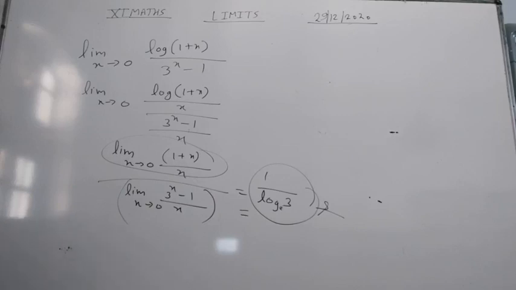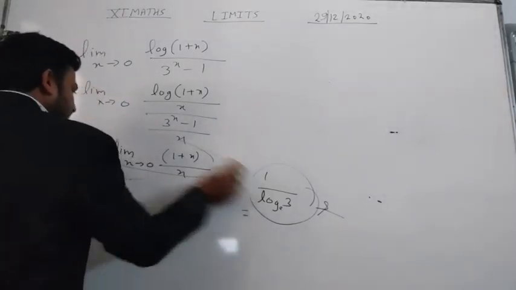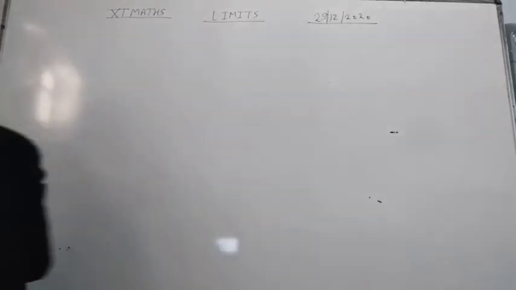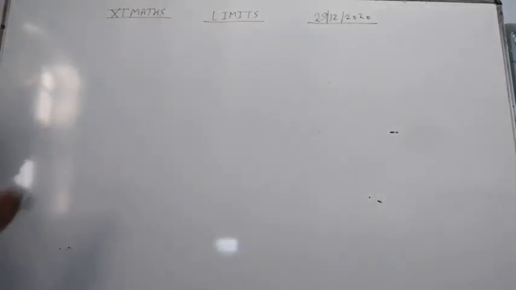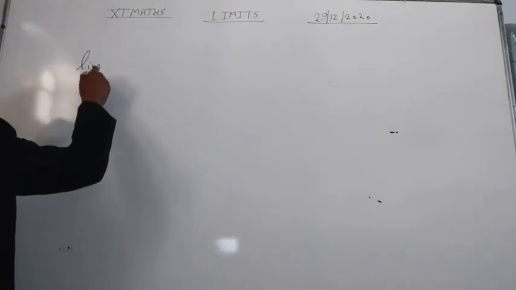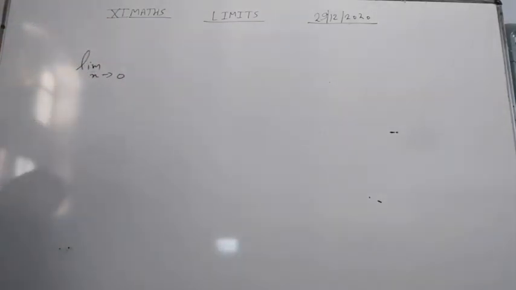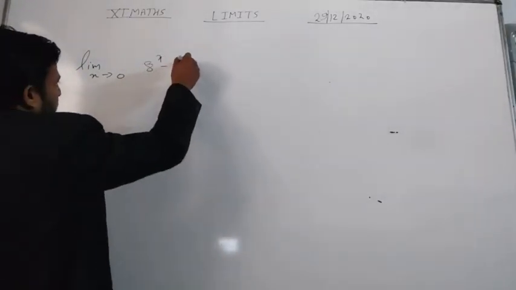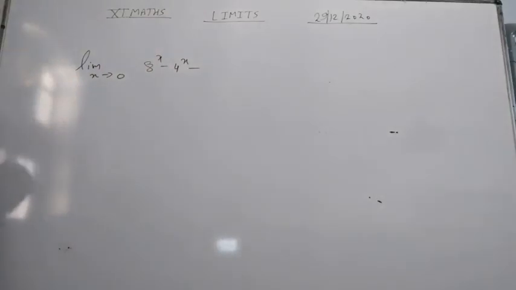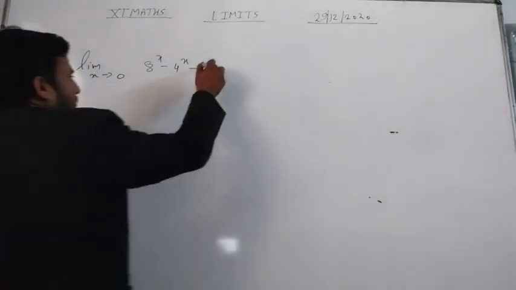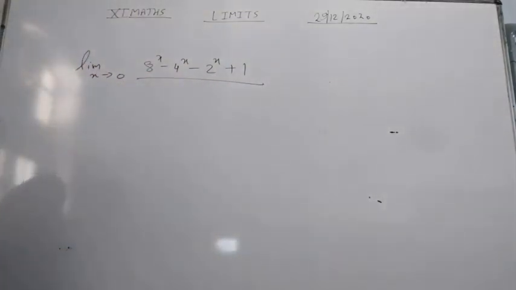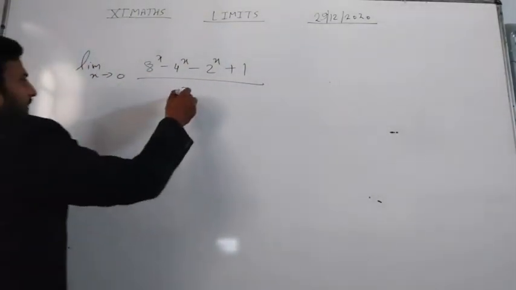Now we take another question, students. Our next question is limit x tends to 0, (8^x − 4^x − 2^x + 1) / x².